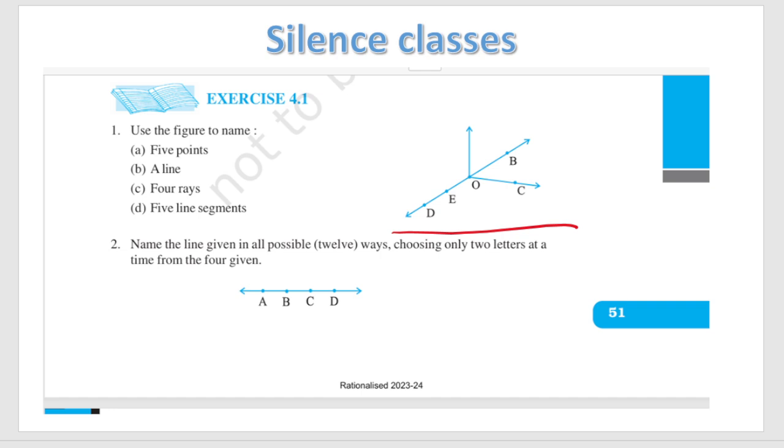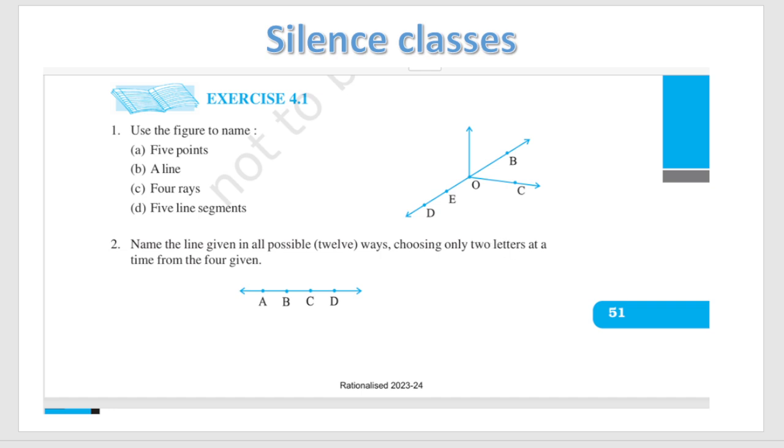Question A is saying 5 points, which means we have to find 5 points. I have already told you, any point like this is a point. If we draw a line and mark points on it and name them A, B, C, D, all these are points. So we have to find all the points present in this diagram.